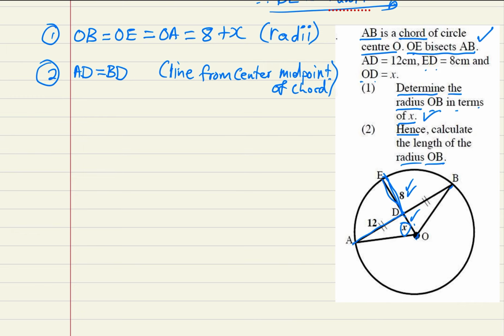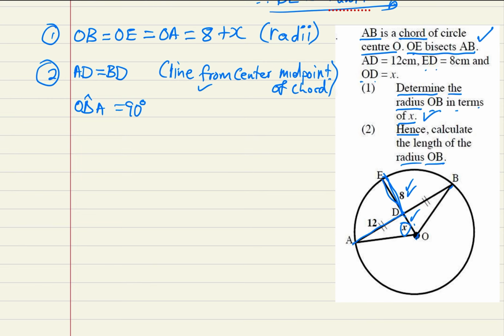Okay, so this is a line from the center to the midpoint of the chord, which means that angle ODA is equals to 90 degrees. Why? It's because of that thing. Then now we can do Pythagoras theorem. We couldn't do Pythagoras theorem without 90 degrees. Remember that.